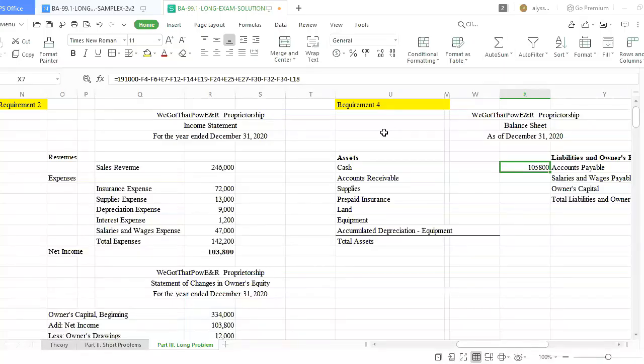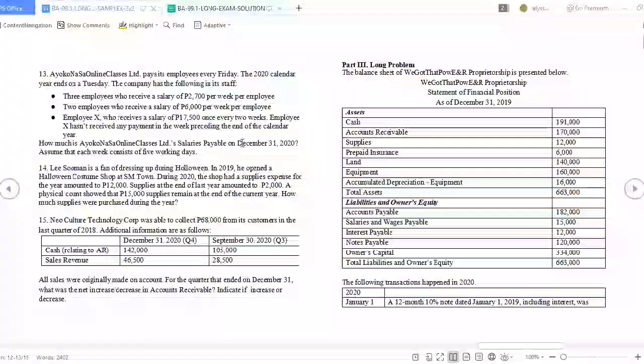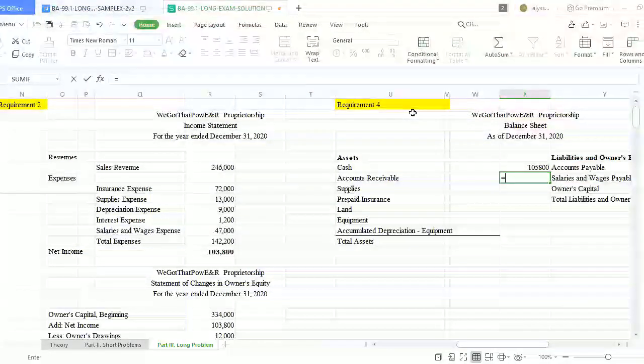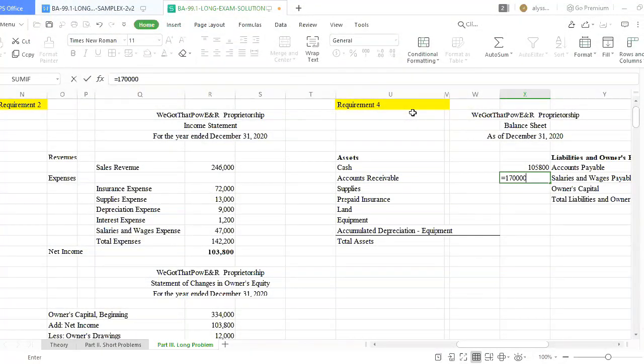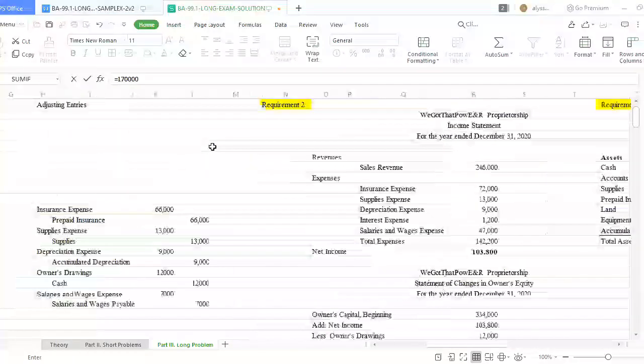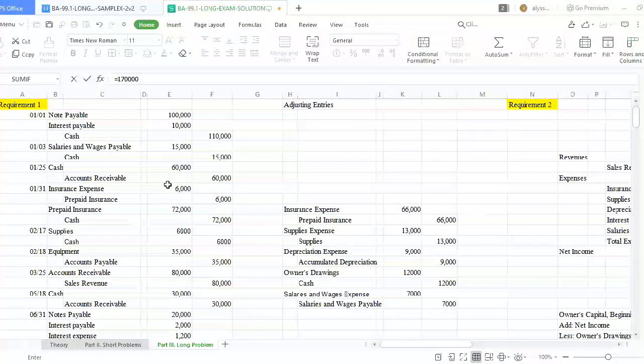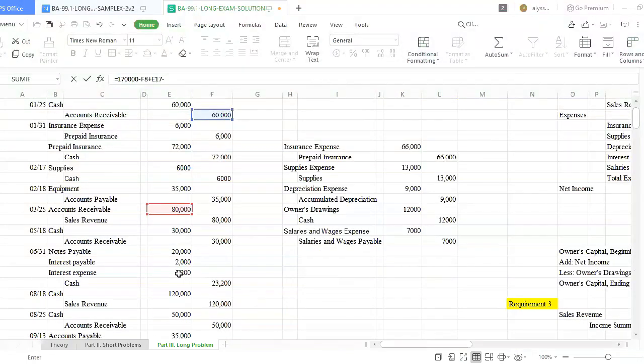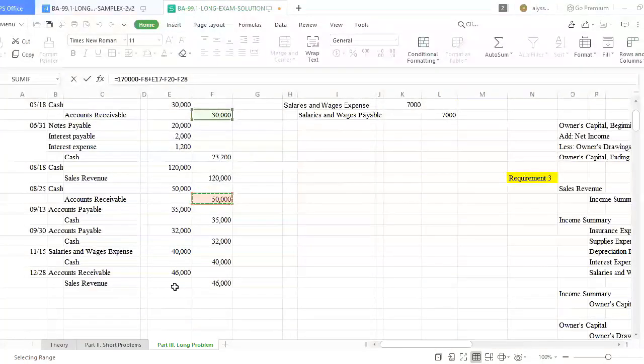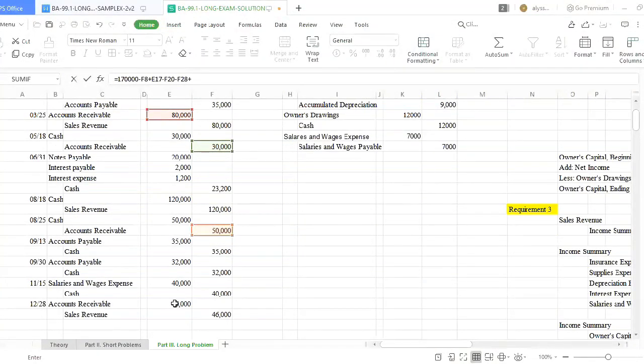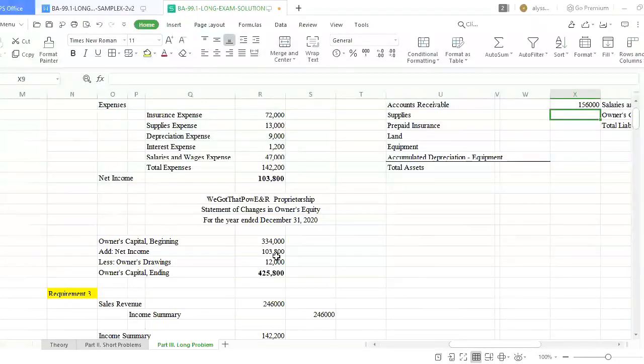Then the accounts receivable, we have a beginning of 170,000. Less here, since we credit accounts receivable, and then we add here 80,000, then another collection less, and another collection here, the remaining 50,000, and then another 46,000. So the accounts receivable is 156,000.